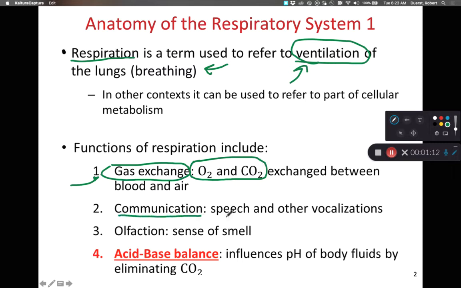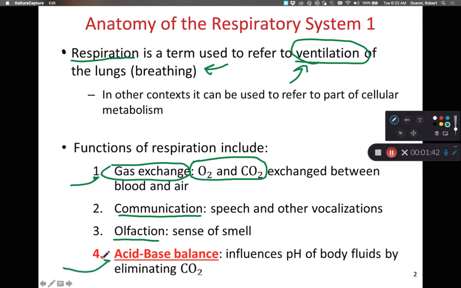We use our respiratory system for communication. We have speech and vocalization. Some of them are nonverbal, where you grunt at people, or you could talk to people, but you need to have the movement of air in order to make those vocalizations. Olfaction is a function of the respiratory system in that we use it to move air and the olfactory molecules through our nasal cavity and past our olfactory membrane.